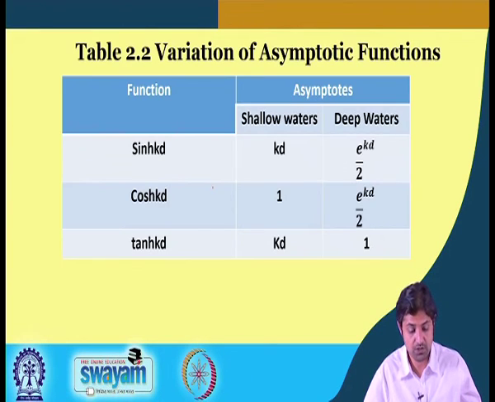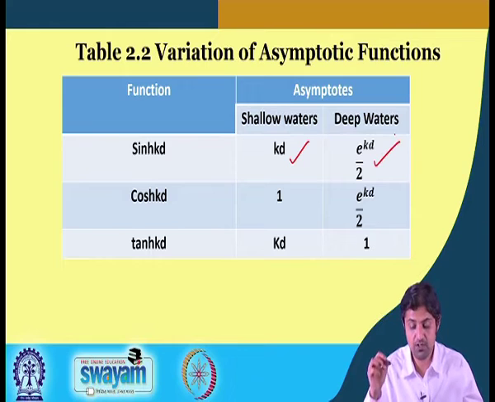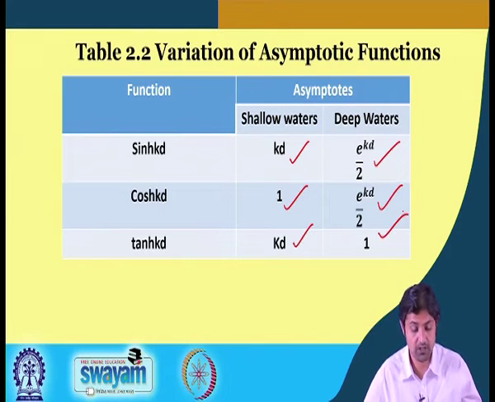There is a table that shows the asymptotic variations. Sinh kd in shallow waters is kd, whereas in deep water it is e to the power kd by 2. Cosh kd in shallow water is 1 and cosh kd in deep water is e to the power kd by 2. Tanh kd is kd in shallow water and in deep water it is 1. This we have already discussed once before in a different format.